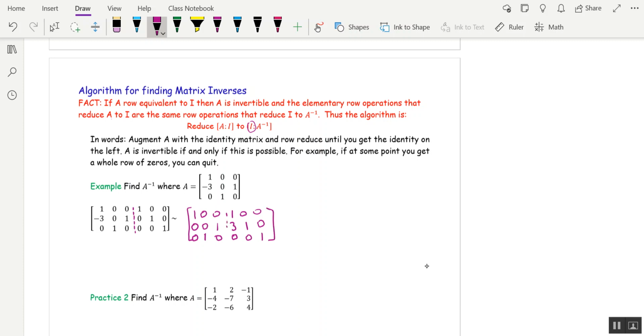Okay. And now I'm almost there. I picked a pretty easy one. I'm almost at the identity. What I need to do is swap rows 2 and 3. So I'll leave row 1 alone. 1, 0, 0, 1, 0, 0. And then I'm going to get 0, 0, 1, 0, 0, 0, 1. And then 0, 0, 1, 3, 1, 0.